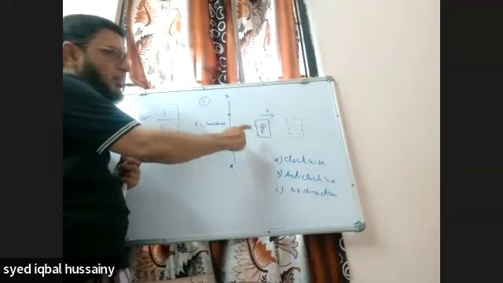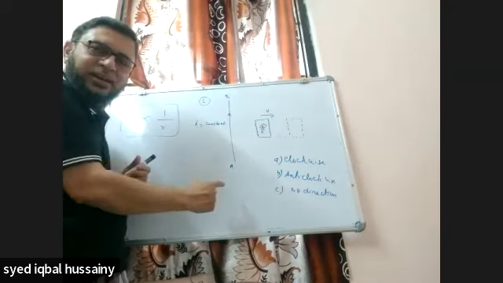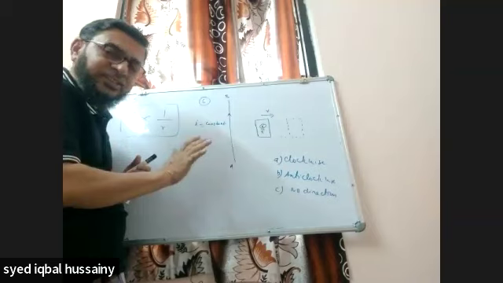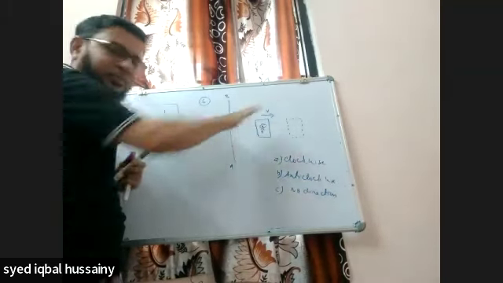Now the coil is not stationary. With respect to the conductor, the coil is not stationary. The coil is moving away. The velocity of the coil is moving away from the conductor.